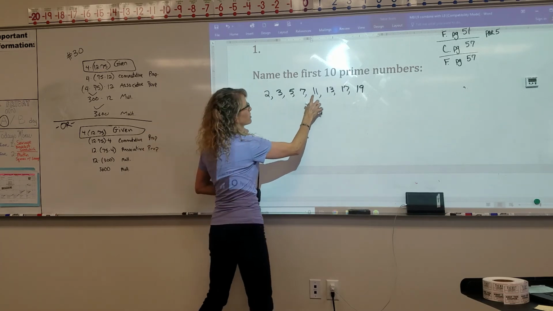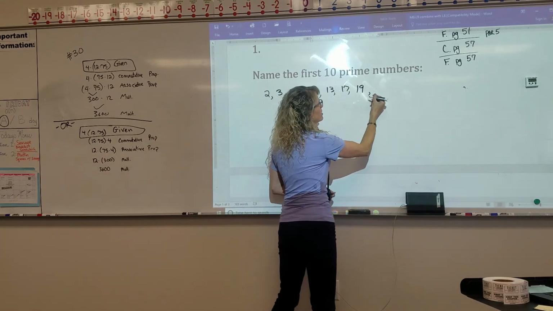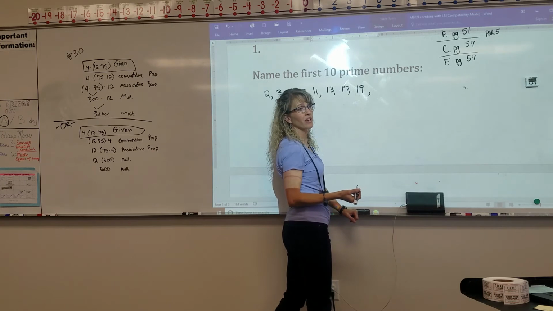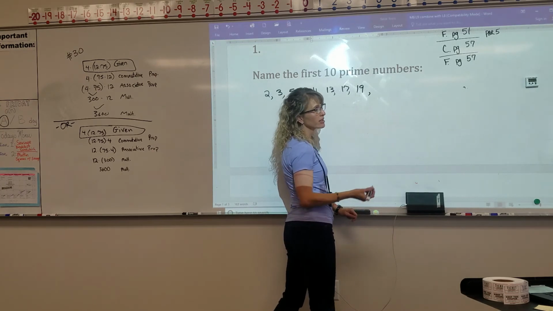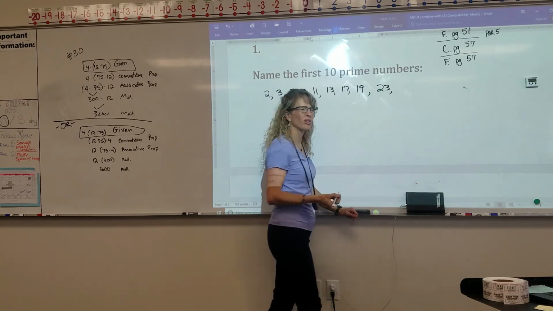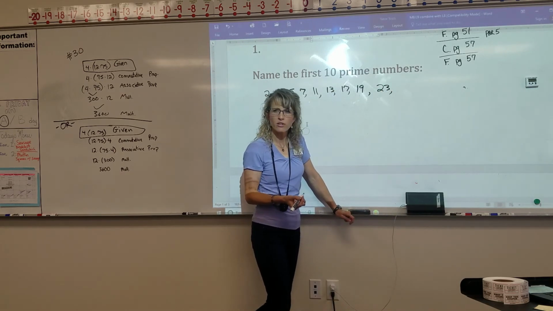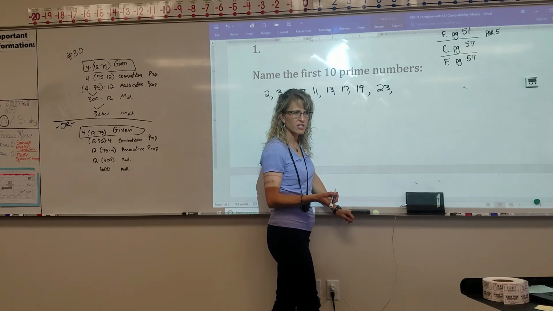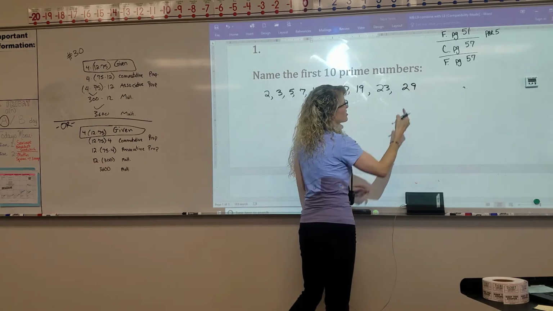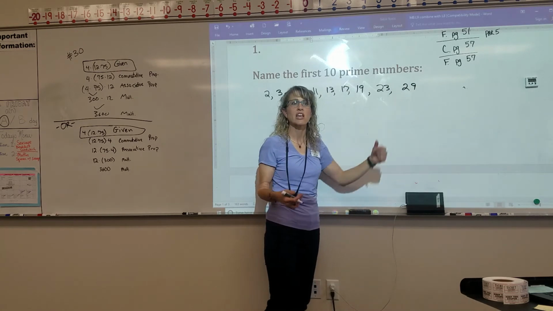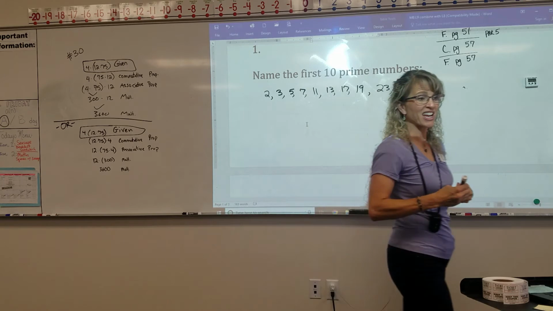Do we have 10? 1, 2, 3, 4, 5, 6, 7, 8. Oh, we need 2 more. How about 20? No. 21? No. 22? No. 23? Yes. You guys got this last one. 24? No. 25? No. 26? No. 27? No. 28? No. 29? Yes. There's like this huge jump right there because all the numbers between them have factors. You are now professionals at prime numbers.